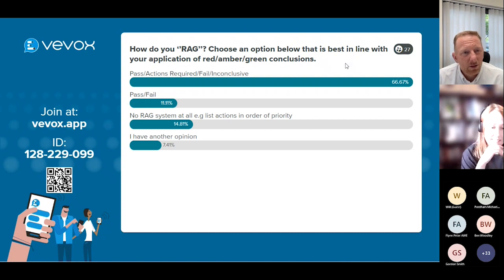What does that mean, though? What does inconclusive mean? Does it mean they can carry on using? Does it mean they've got to do something different? Not enough information, nothing.